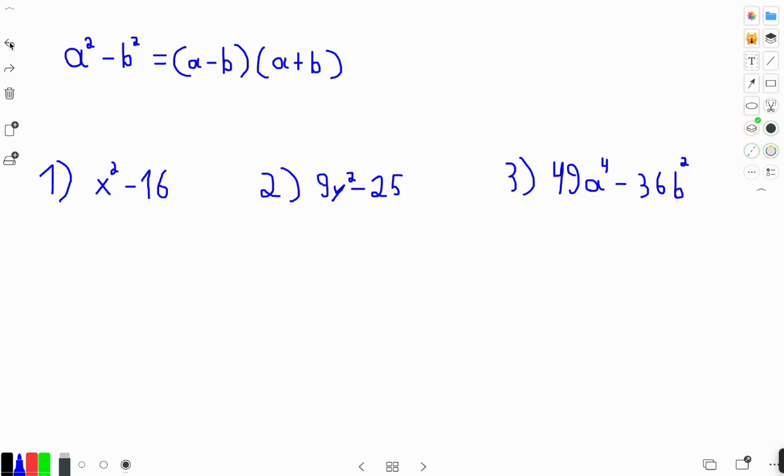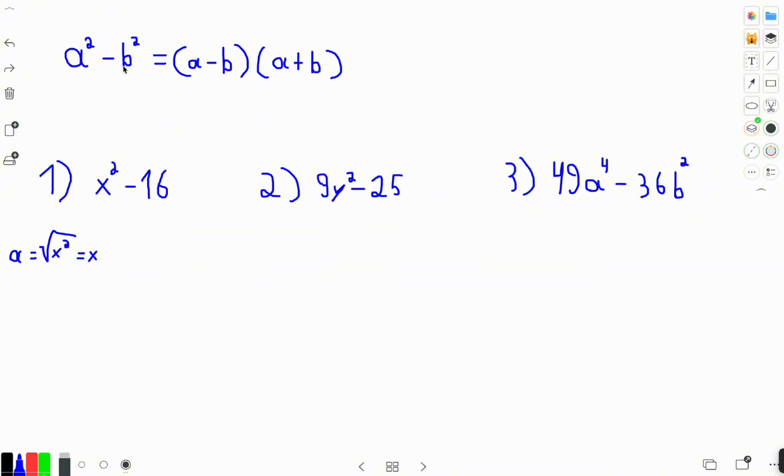Okay, so let's start off with an example. Our first example is x squared minus 16. So the first thing I want you guys to do is to find your a. Now your a is just going to be the square root of term number 1. So our term number 1 is x squared. So if we square root x squared, we're just going to be left with x. So our a is equal to x.